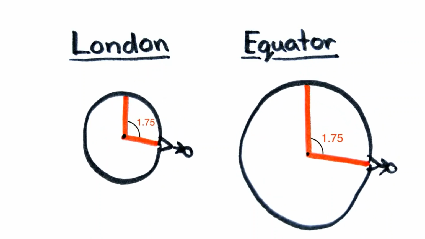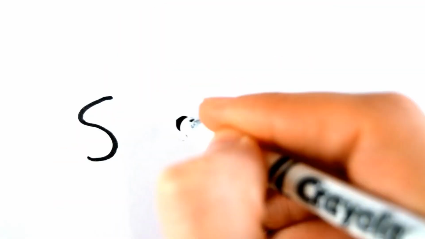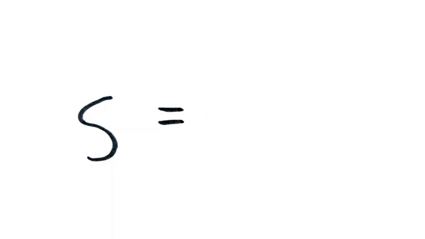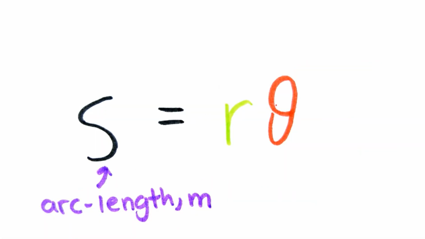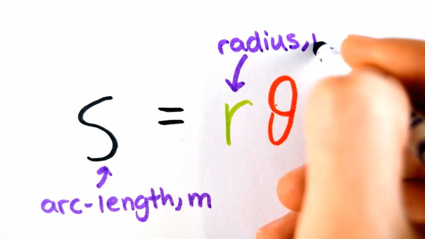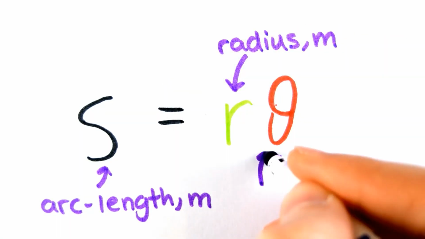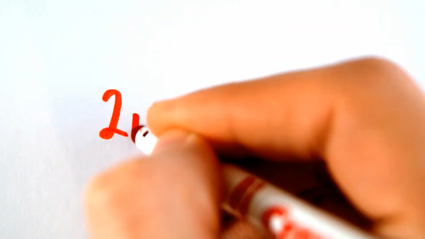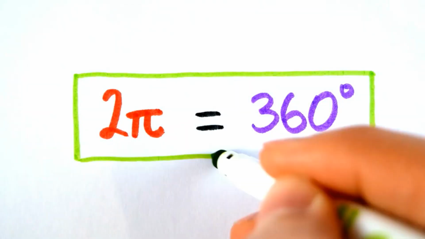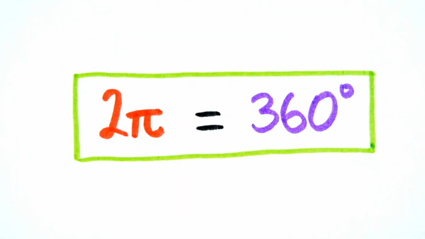The angular displacement is measured in radians rather than degrees because it makes calculations much more straightforward. For example, the distance you move along the circle is given by the formula S equals r theta, where S is the arc length in meters, r is the radius of the circle in meters, and theta is the angular displacement in radians. There are 2 pi radians in a circle, which means that 2 pi equals 360 degrees, and using this fact we can convert between degrees and radians.